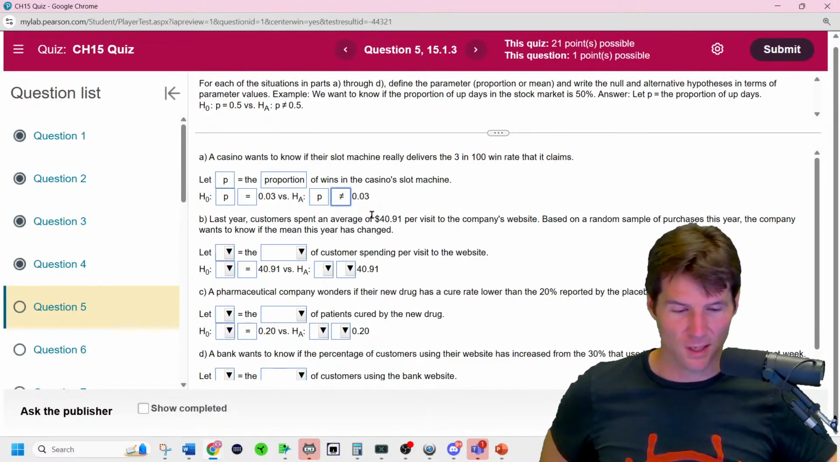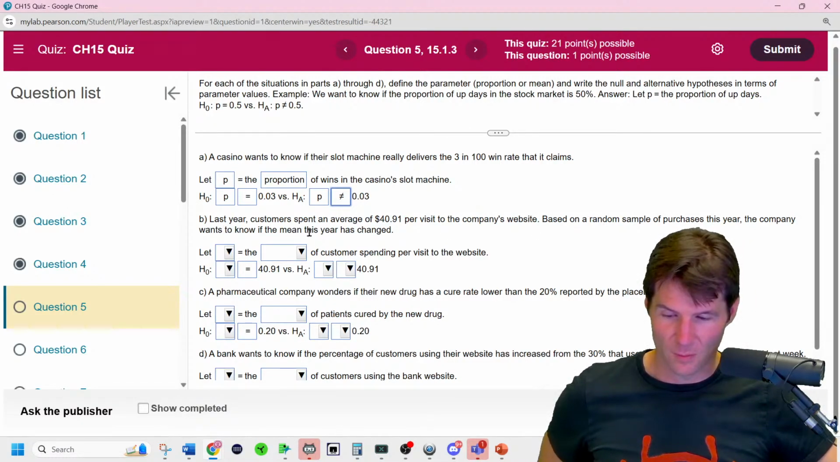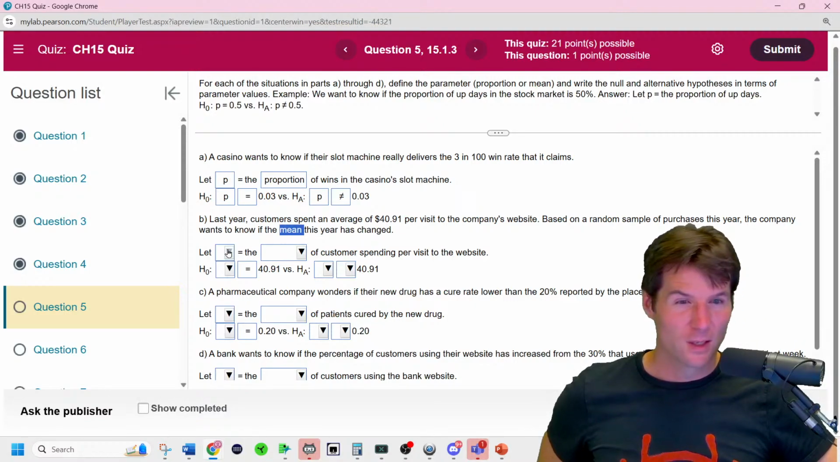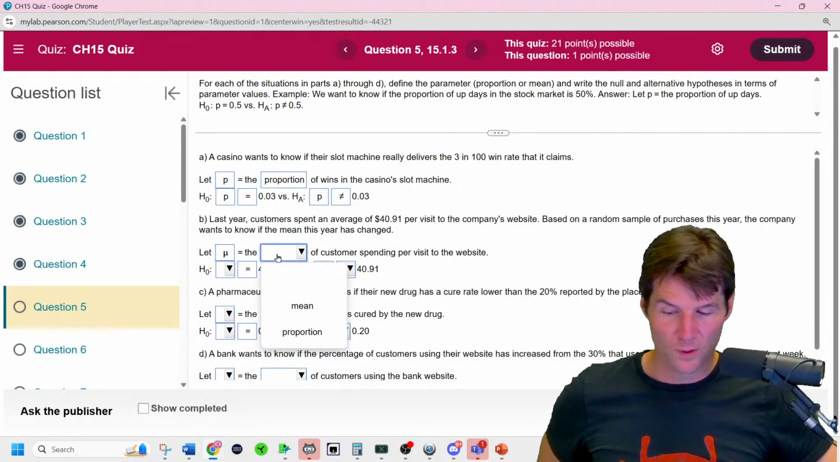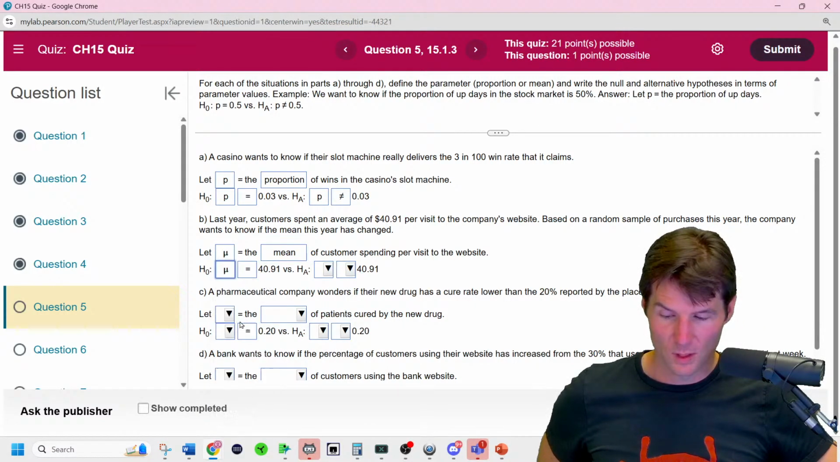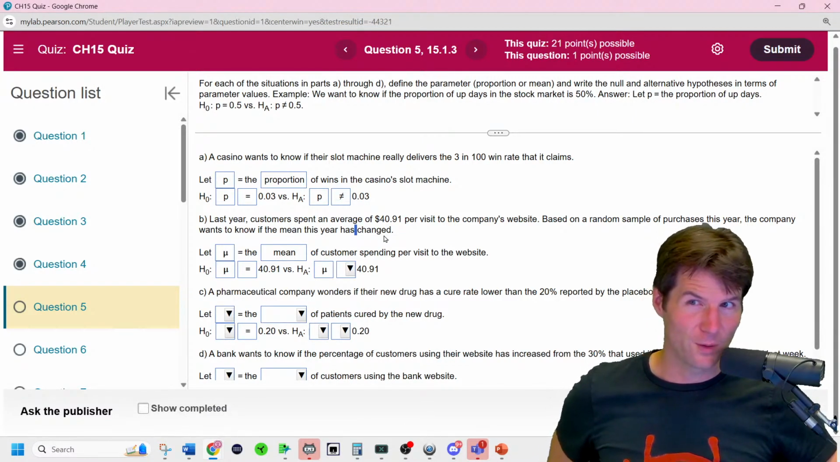What does it sound like? It almost says right here, if the mean has changed. So we go right here and put mu for mean. And they want to know if it's changed. Now be careful, I don't know if it always says changed, so you have to look at what yours says.